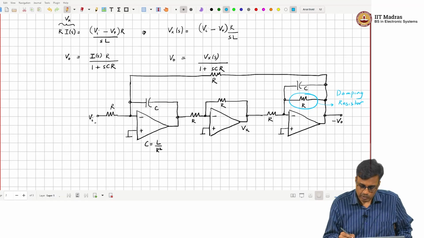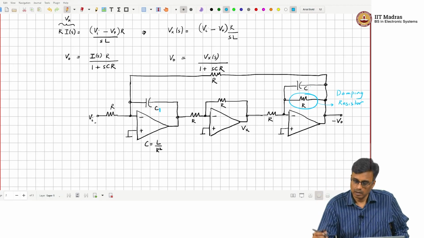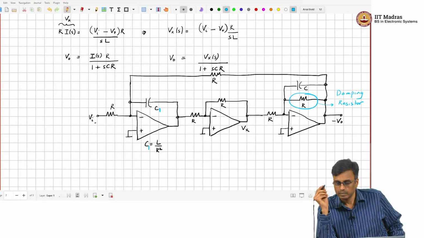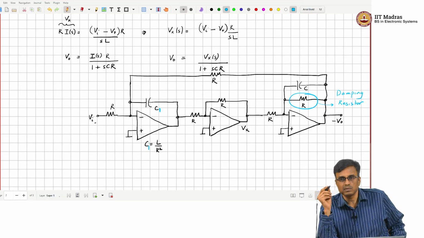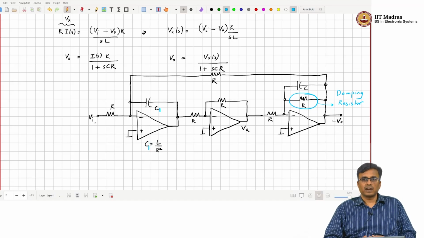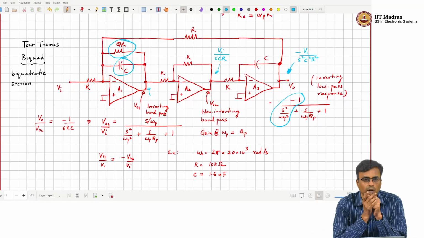I guess we should call this C1 and then this is C2. I will call this C. C1 must be chosen to be L over R square. Now, what happens if that resistor becomes infinite? In the previous circuit, what happens if the resistor becomes infinite? What happens in this circuit? If Q becomes infinite, what happens?